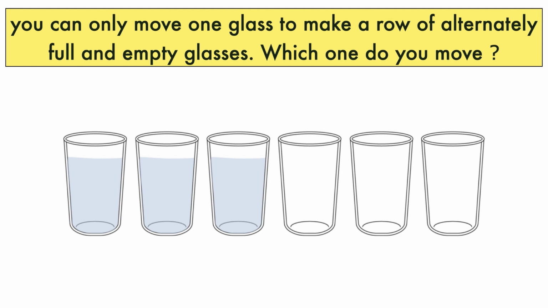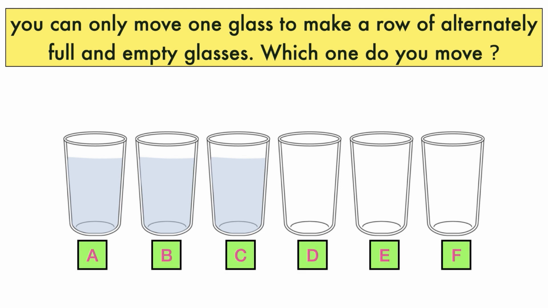Let me explain the solution now. For convenience's sake, let's name the glasses A, B, C, D, E, F. A, B, C, D, E, F are 6 glasses. A, B, C are full and D, E, F are empty. They are placed in a row.